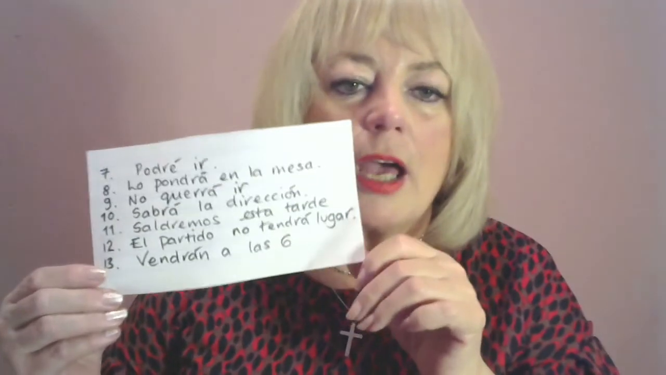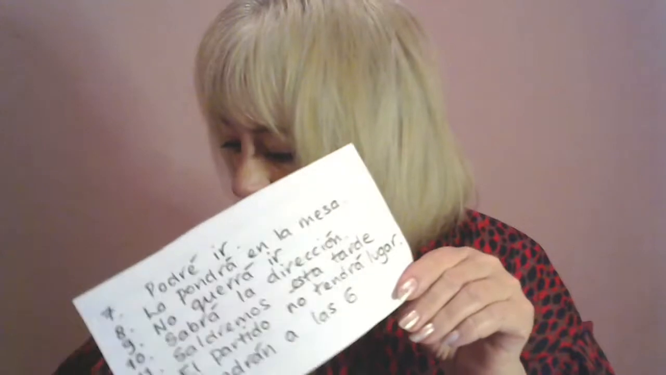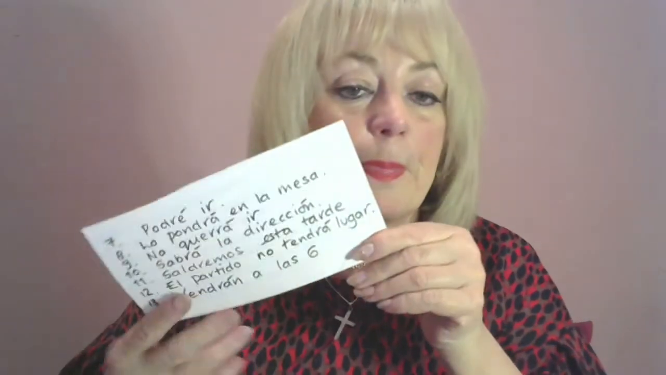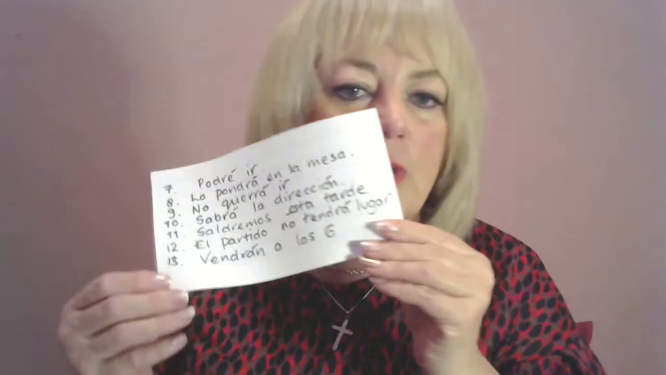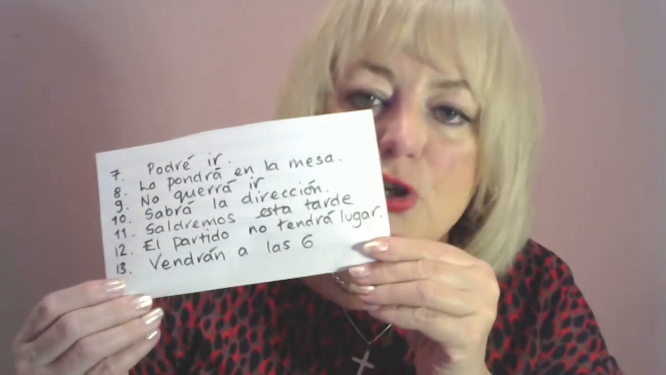Número 10, so with all these that are he or she, you could put in the él or the ella to make it clear that it's he or she. Sabrá la dirección, which I've forgotten if it's a he or a she. He will know. Now that one's wrong, isn't it? So, it's we will not want to go. So it's no queremos ir.